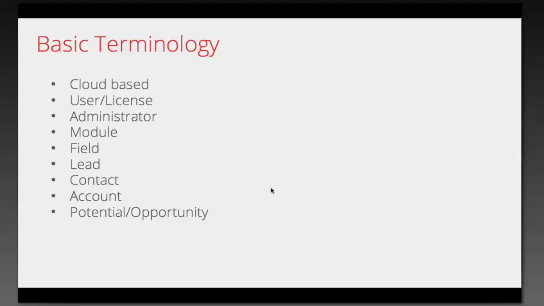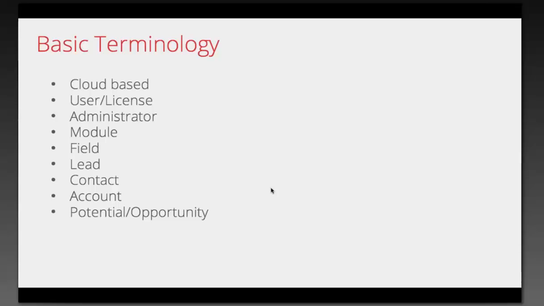A user and a license. I mentioned the professional edition is $20 per user per month. A user has a unique login and password. Now, you first buy licenses. So let's say you have a company of 10 people. You bought 10 licenses, and that means you'll have 10 users. If someone leaves your company, you're down to 9 users, but you still have 10 licenses. You either downgrade your license or you hire another person and assign that license to a new user.